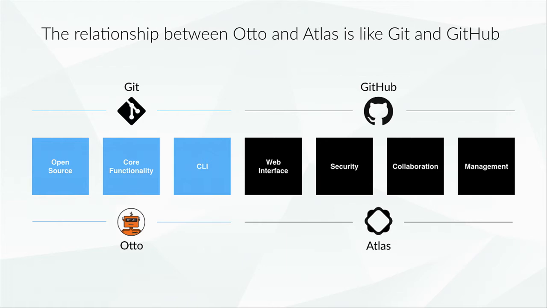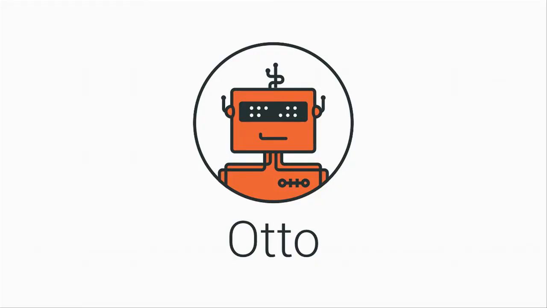So you can see that I have here Auto is open source, core functionality, and a CLI. It allows you to work on your laptop. And then on the right is Atlas, which gives you the management, collaboration, security, and an interface to view all this stuff. And so that's how Auto relates to Atlas, and how everything sort of relates to how we commercialize and make money as well.